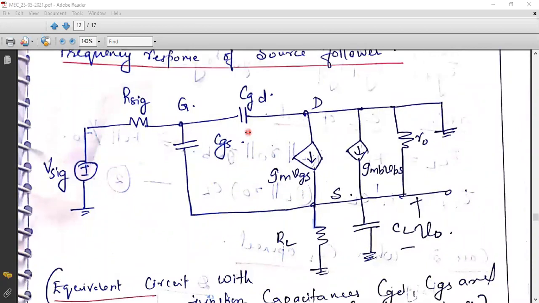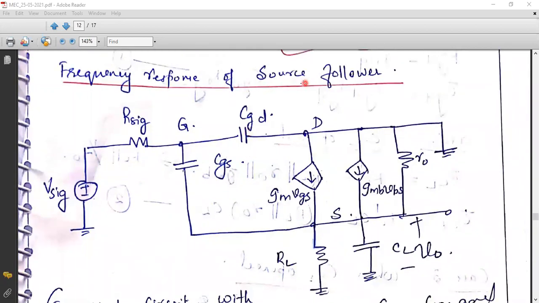As you know, a source follower is something which follows a source. That is, output will always be taken from the source and input will be provided to the gate. Here you can see that the output V naught is taken from the source terminal across the load resistance, and input V signal is given to the gate terminal through the resistance called R sig. Meanwhile, the drain will always be grounded because drain is common to both input and output.